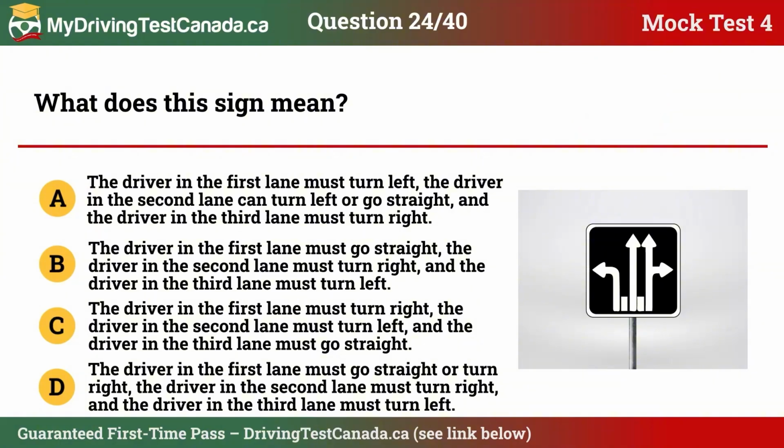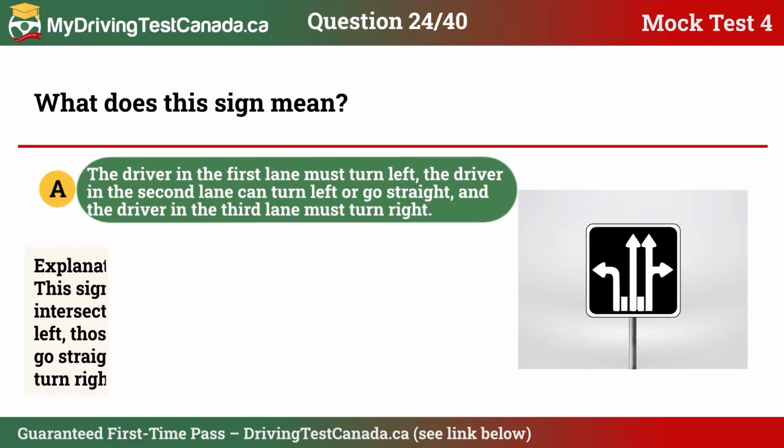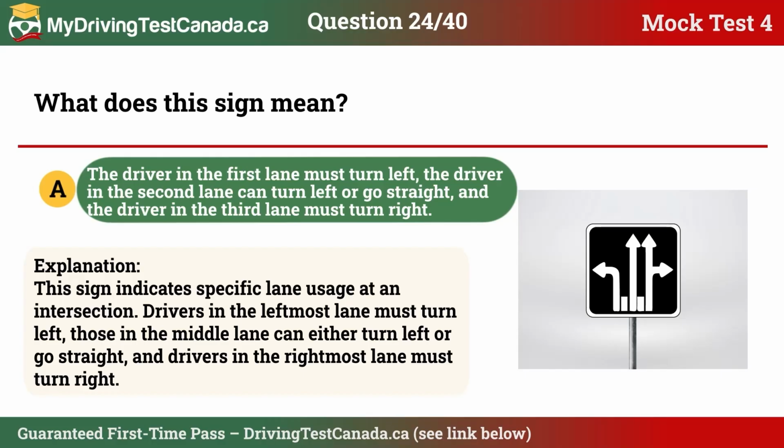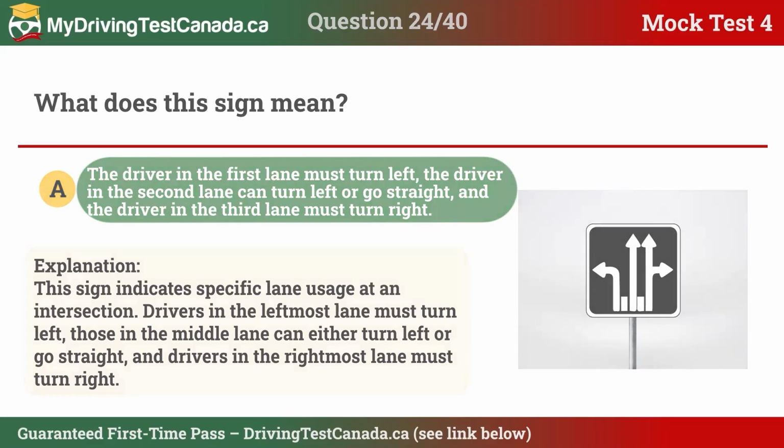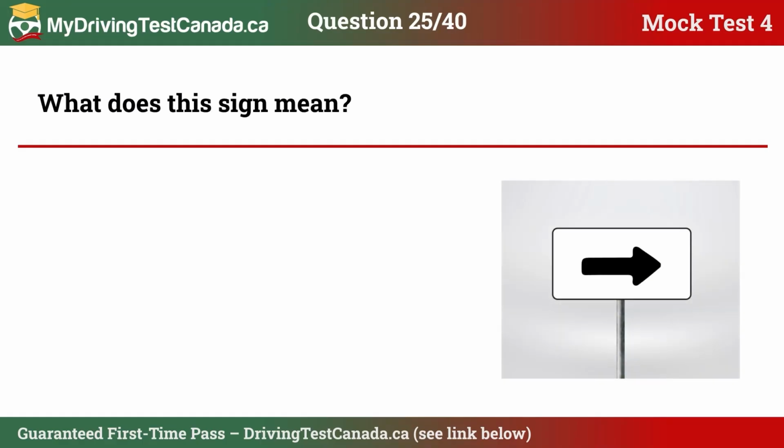The correct answer is A. The driver in the first lane must turn left, the driver in the second lane can turn left or go straight, and the driver in the third lane must turn right. Explanation: this sign indicates specific lane usage at an intersection. Drivers in the leftmost lane must turn left, those in the middle lane can either turn left or go straight, and drivers in the rightmost lane must turn right. Question 25. What does this sign mean?